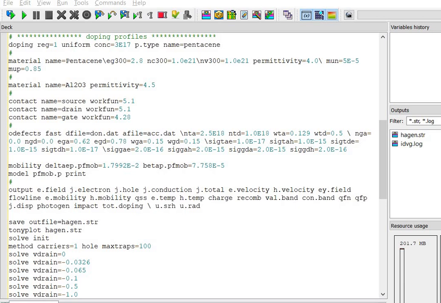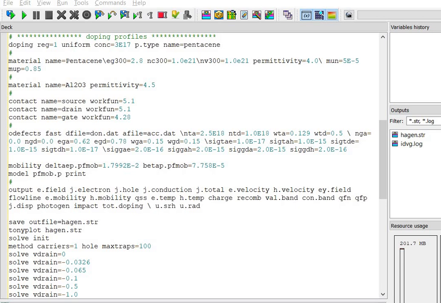AE is the activation energy of the holes at zero electric field, and beta is the hole Poole-Frenkel factor. The activation energy for pentacene material is reported by many researchers in the range of 0.005 to 0.050 electron volt. Therefore, it is considered as 1.792 × 10^-2 electron volt. The value of NTA is 2.5 × 10^18, and the value of NTD is 10^18. And the value of WTA is 0.129 and the value of WTD is 0.5.